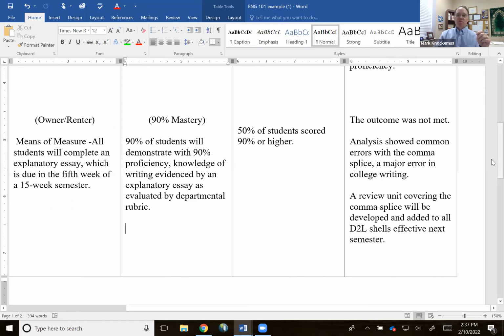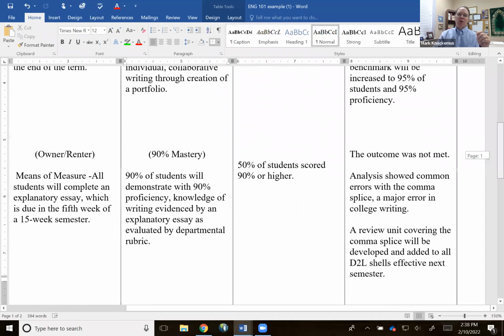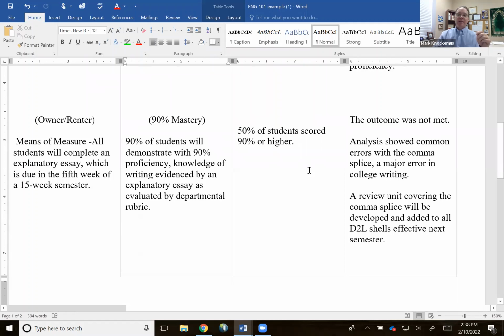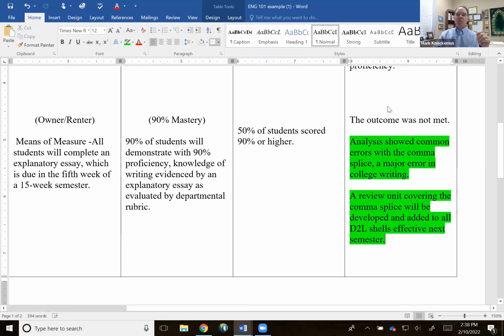Now before, with this example, we had 100%. Oh no, only 50% scored 90 or above. So obviously the outcome was not met. Now this next part here is critical. This is what's called closing the loop. In other words, once we know we're not successful, what do we have to do? Well, we've got to go through all of those papers and as well have to go through all of the rubrics.